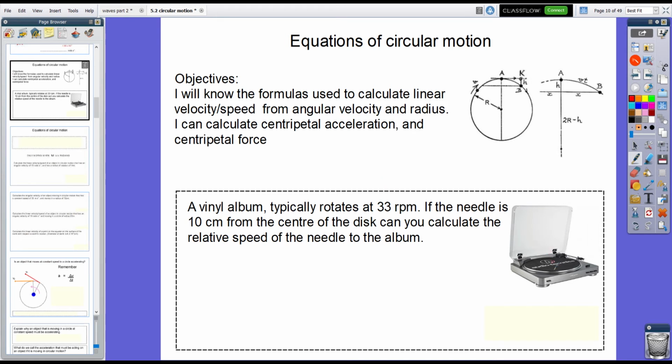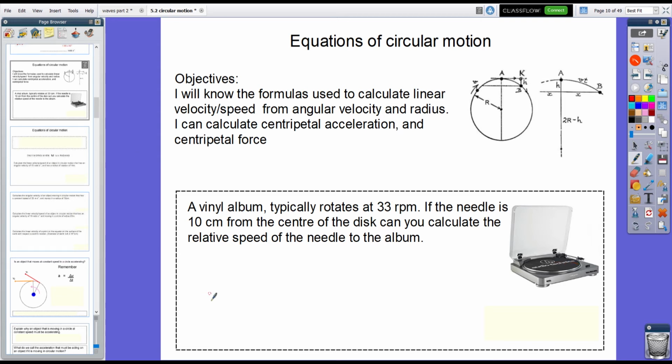Now you're on a record player and it's moving round, and the needle is 10 centimeters from the center of the disc. Can you actually calculate the speed, the relative speed between the needle and the record player, when it's doing an angular velocity of 33 RPM? So have a go at thinking. I'll pause this video and then I'm going to go through it with you.